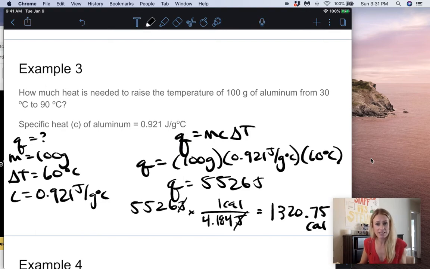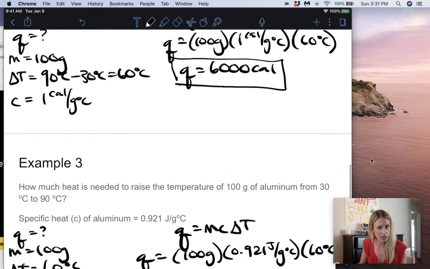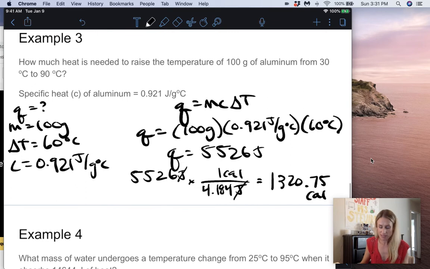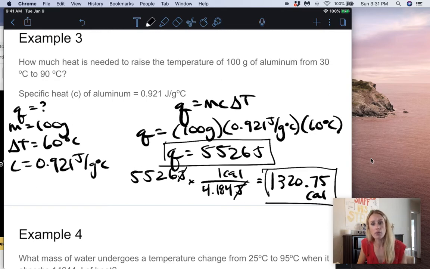So what this tells us is that because we need less heat than we needed for water in order to undergo the same temperature change for the same amount of substance, so the same mass of substance, because of that, we know that aluminum has a lower specific heat capacity than water does, because it requires less heat to undergo the same temperature change for the same amount of material.